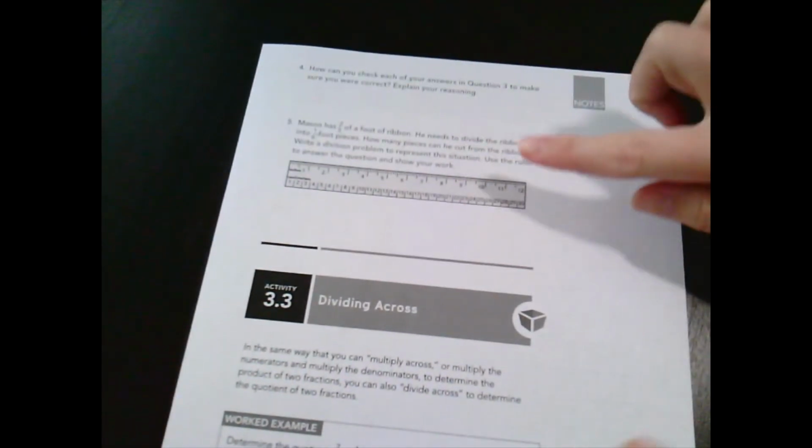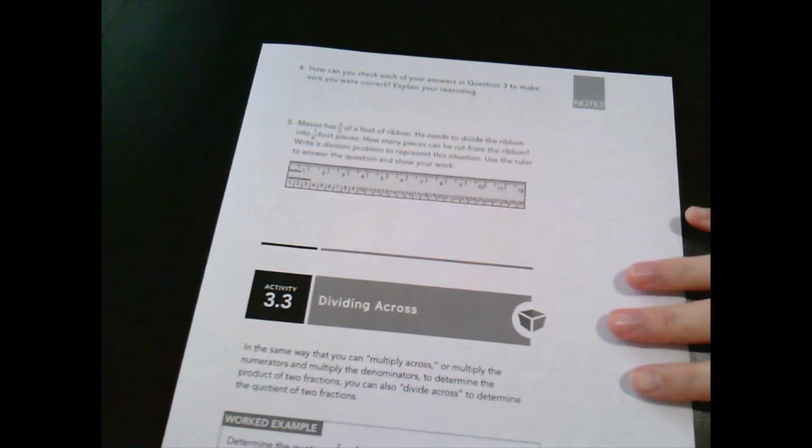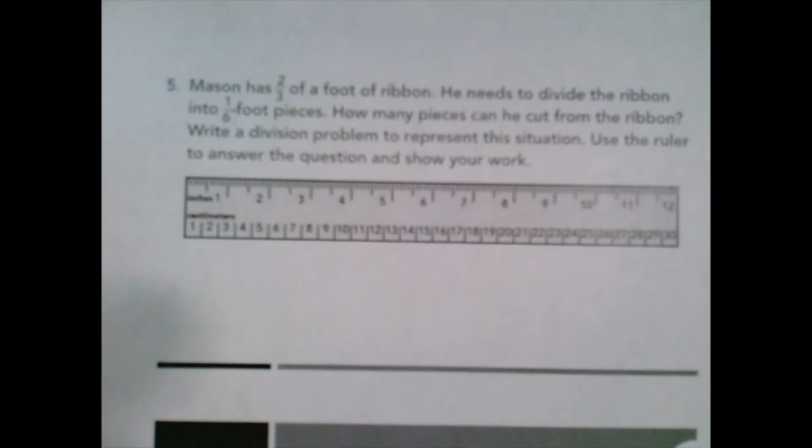Now I'm going to turn to number 5. I want you to look at number 5. We're going to be using a ruler. So we're using the same mentality as with that first example, but it kind of tricks you up a little bit. It talks about, let me bring this down a little bit more. So Mason has 2/3 of a foot of ribbon. This is it right here. Mason has 2/3 of a foot of ribbon.